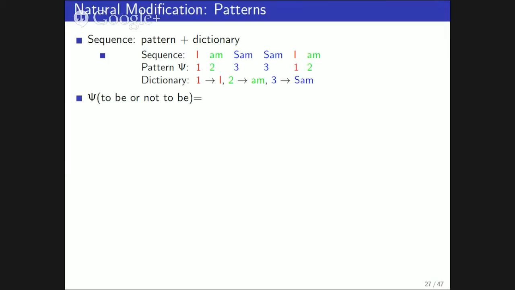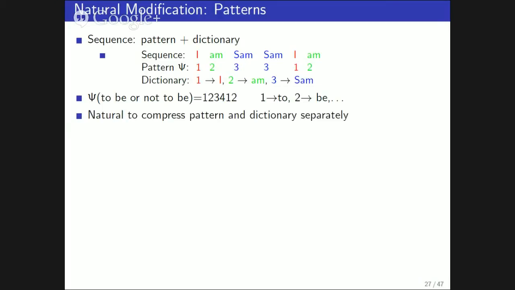Or take "to be or not to be". What is the pattern? "To" is 1, and "be" is number 2, and then 3, 4, and then 1 and 2. So this is the pattern. In the dictionary, 1 is "to", 2 is "be", and so on.